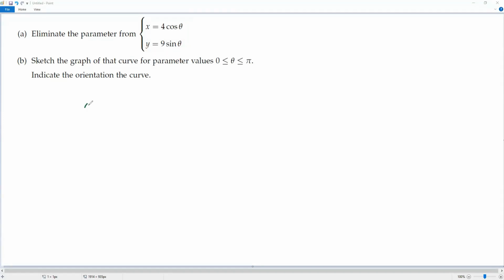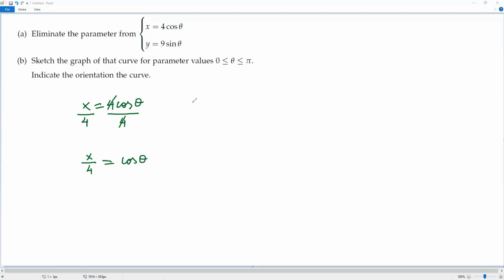Okay, let's try the first equation, that is x is equal to 4 cosine theta. So to solve for cosine theta, I have to get rid of this 4 which is multiplied by cosine theta. For that, I have to divide both sides by 4. So here 4 will cancel out. x over 4 is equal to cosine theta.